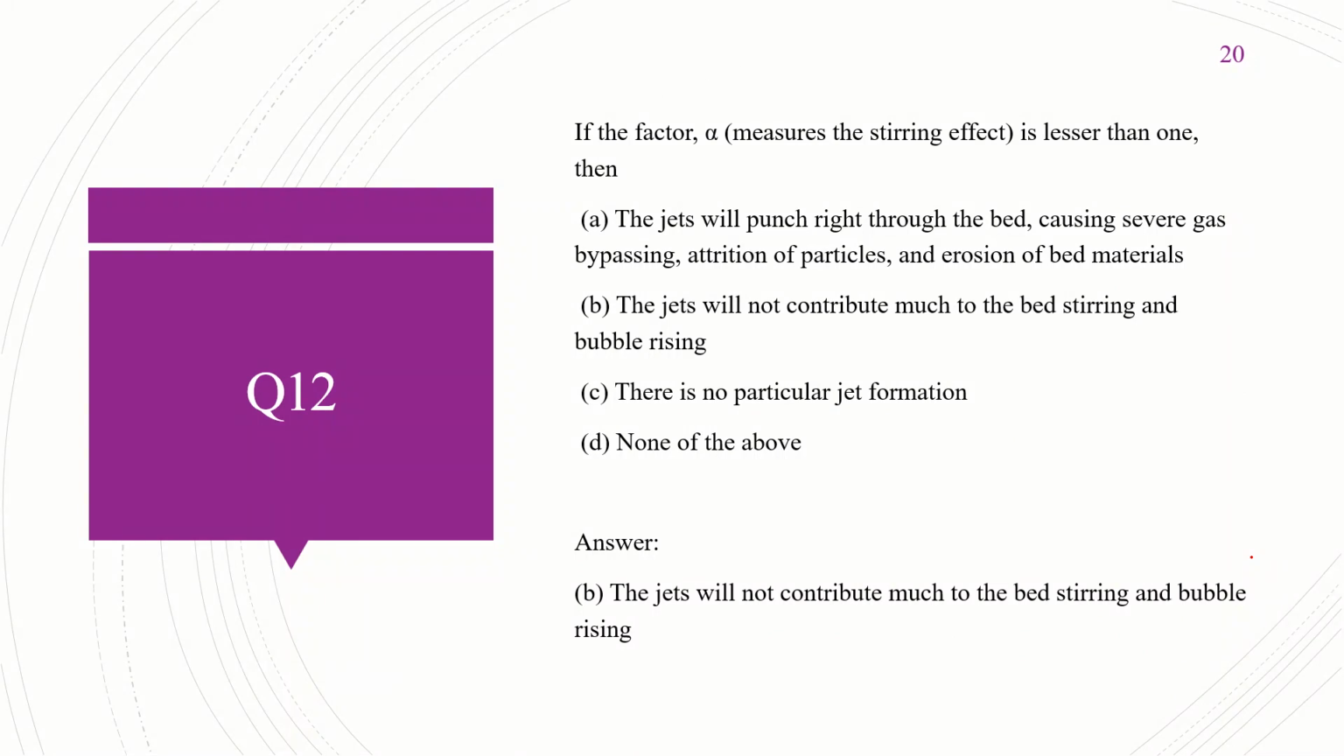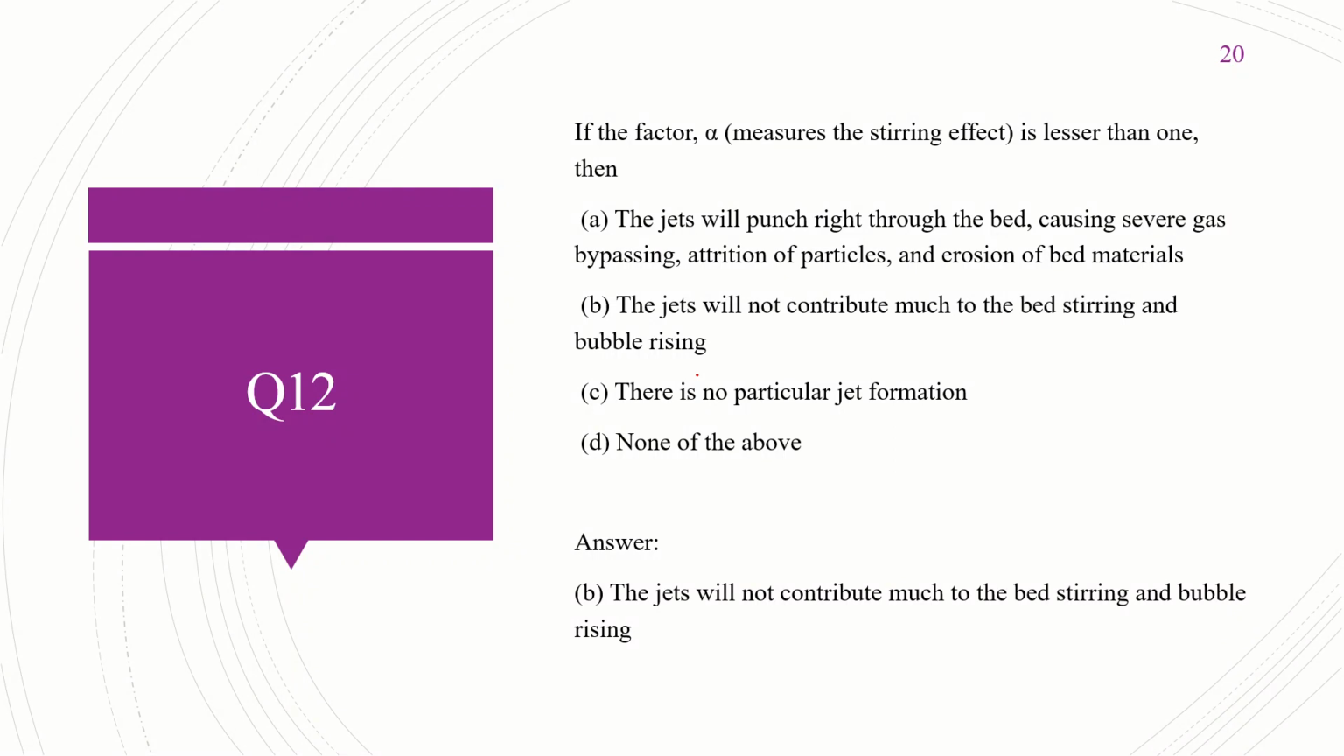Again, this is a similar question. I don't know why the questions are repeated with some different wordings. So, if the factor alpha, which measures the stirring effect, is lesser than 1, the jets will punch right through the bed, causing severe gas bypassing, attrition of particles, and erosion of bed materials. Jets will not contribute much to the bed stirring and bubble rising. There is no particular jet formation. Option D, it is none of the above.